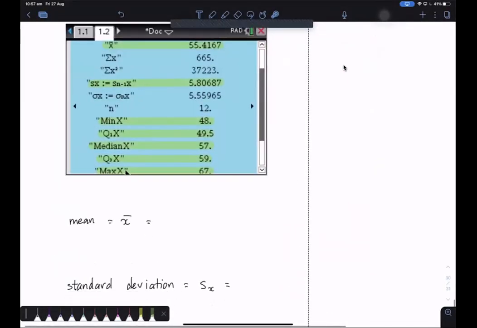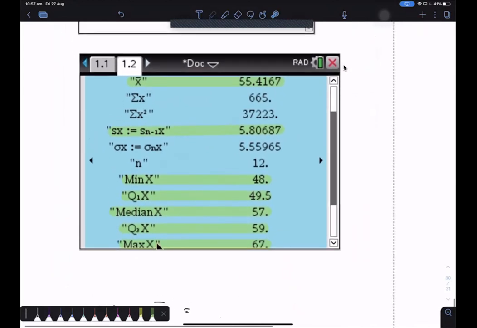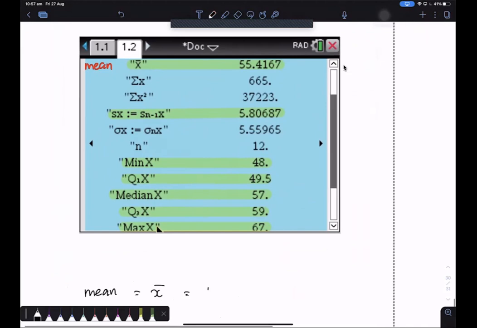So we're on this screen at the moment, okay? Can you recognize here what this means? What is X bar? The mean. Okay, so can you see here? We didn't even have to lift a finger. It already tells us our mean. So we've got our mean. Our mean is, let's just say to 1 decimal place, 55.4.